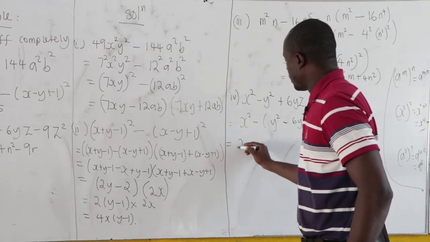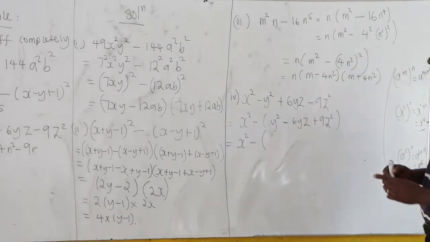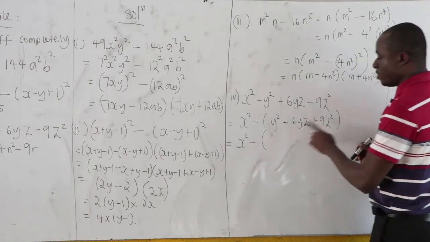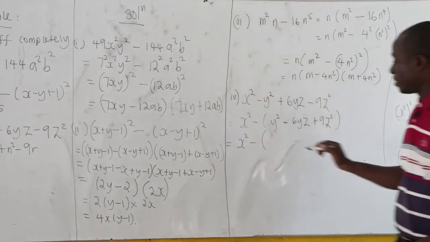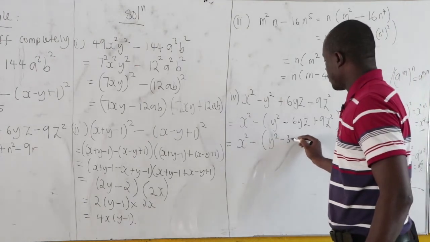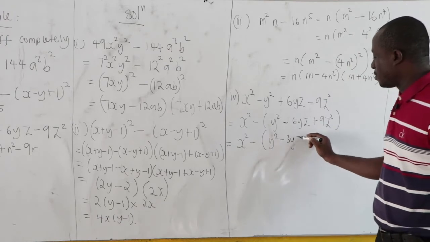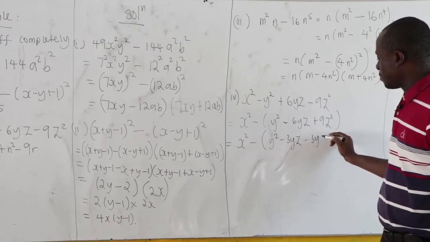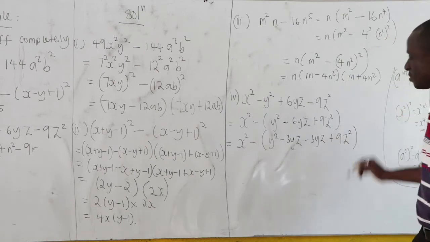Now this time this will give us positive times negative times positive, that will be negative. So from here we have x squared minus, now we have to factorize this. Two numbers that when you multiply you get 9, when you add we get negative 6. That is negative 3 and negative 3. So we have y squared minus 3yz, remember two variables, yz, minus 3yz plus 9z squared.